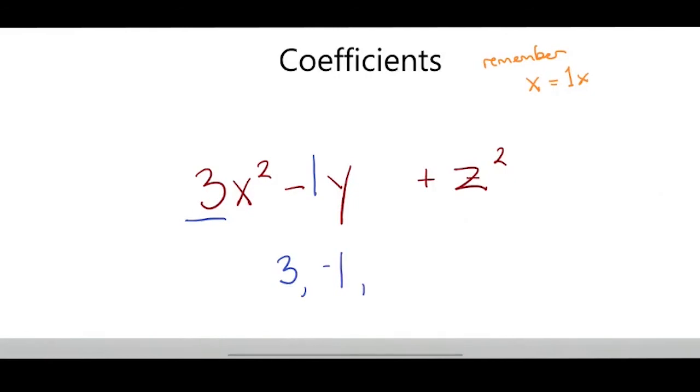And I also see that I have a z squared here. Well, z squared is 1z squared. So my next coefficient is 1. So there are 3 coefficients here. They are 3, negative 1, and 1. And that's how you name the coefficients of an expression.